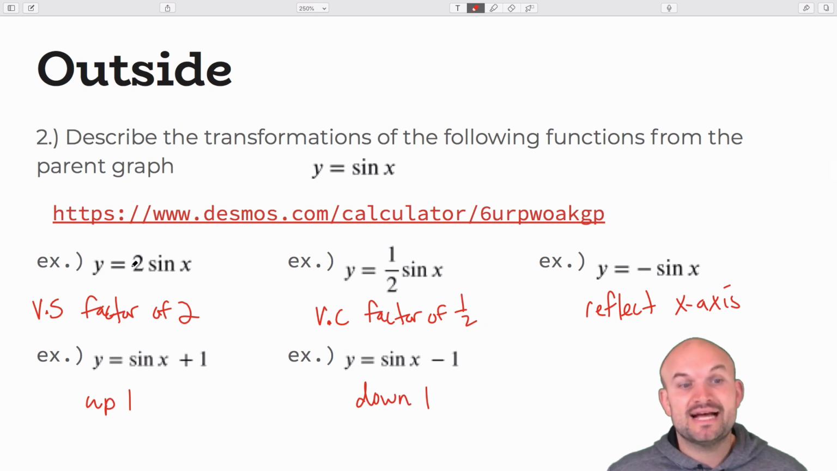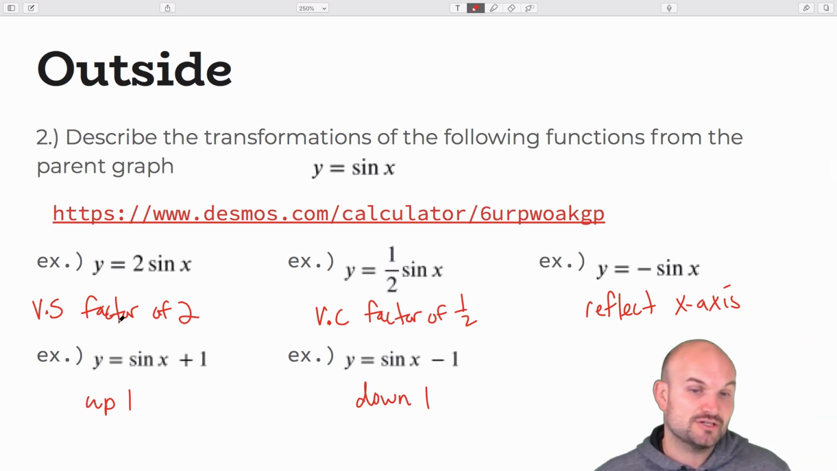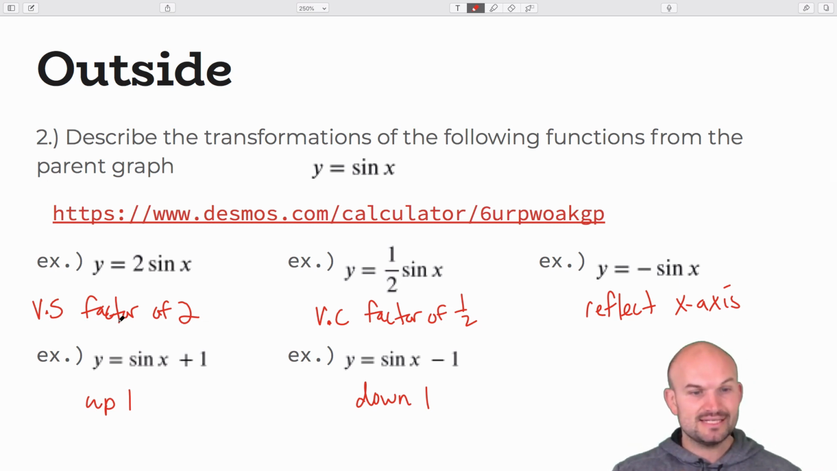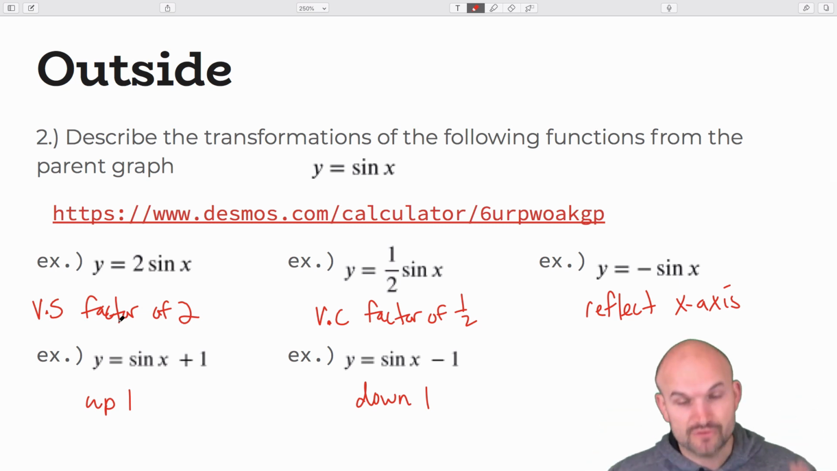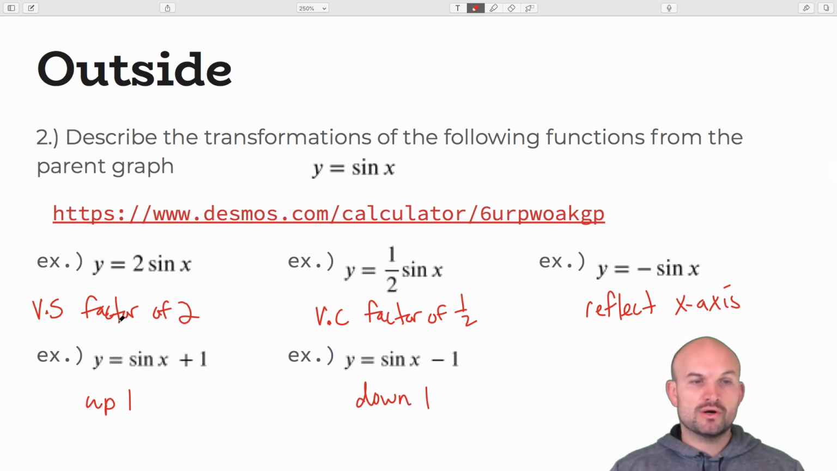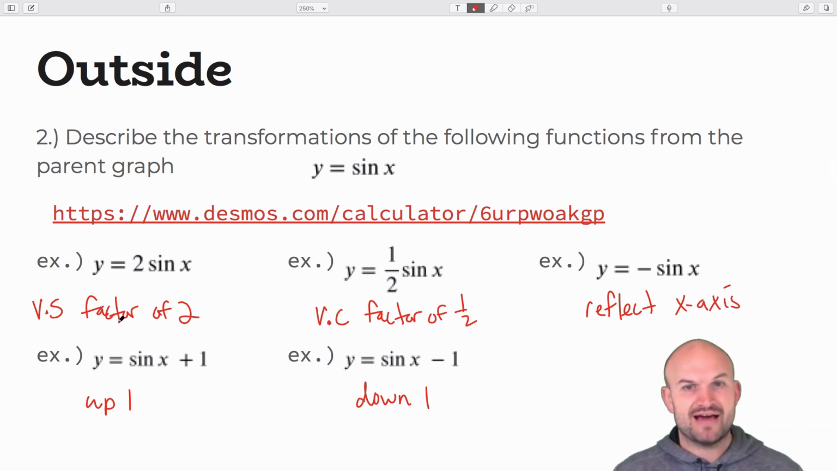If you're multiplying on the outside by 2, that is going to be stretching the graph vertically. If you're multiplying by a factor between 0 and 1, that's going to be vertically compressing the graph. If you are multiplying by negative on the outside of the function, that's going to reflect about the x-axis. If you're adding 1 outside the function, that's going to shift it up. And if you're subtracting 1, that's going to be shifting the graph down. Notice that all of those transformations are outside and they all impact the graph vertically.